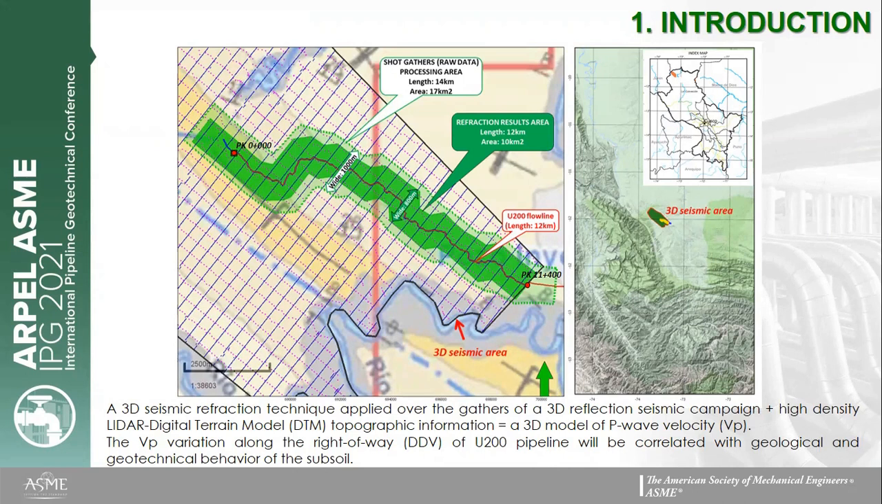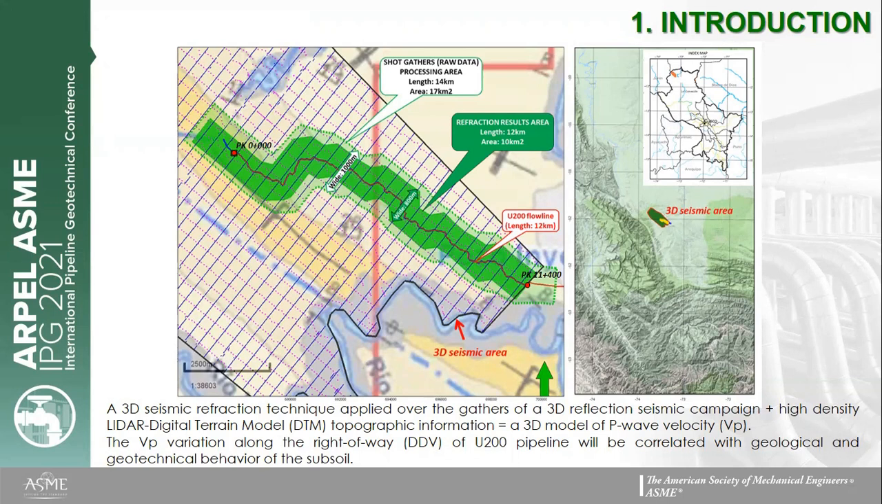As an introduction, a 3D seismic refraction technique applied over the gathers of a 3D reflection seismic campaign, combined with the high-density LIDAR digital terrain model, or DTM, topographic information, will result in the creation of a 3D P-wave velocity model around the right-of-way, or DDB, of a hydrocarbon gathering pipeline system called U200.